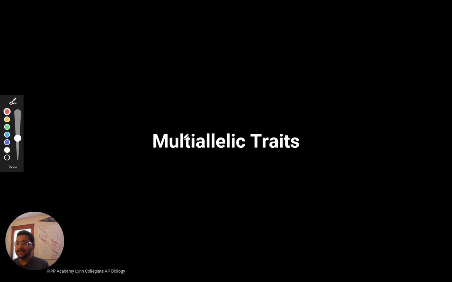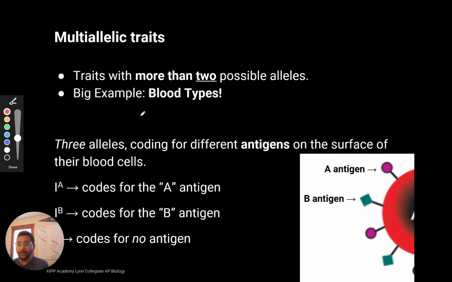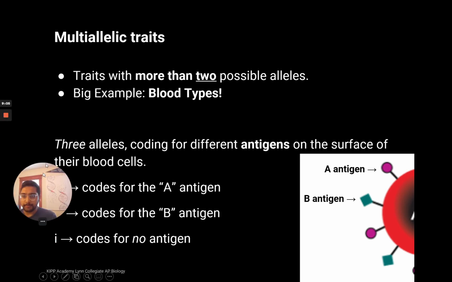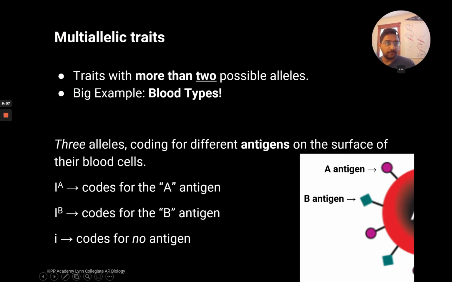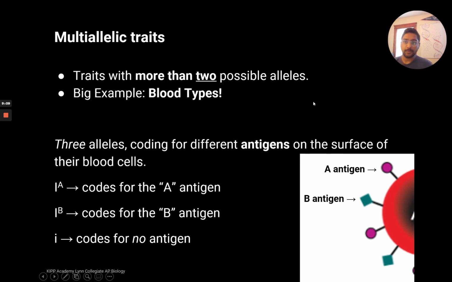The next thing we have is an example of multi-allelic traits. This gets a little bit complicated, but essentially multi-allelic traits are when you have more than 2 possible alleles for a trait. The biggest example is often blood type. I'm going to move myself over to this corner. I think that's probably best. So blood type is the biggest and easiest example that we go to when talking about this.